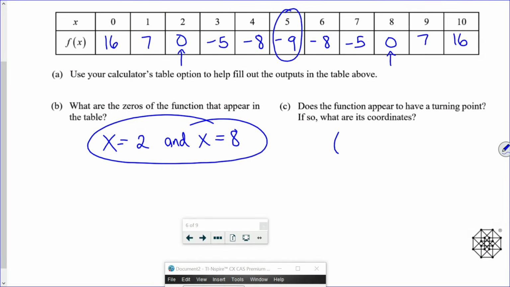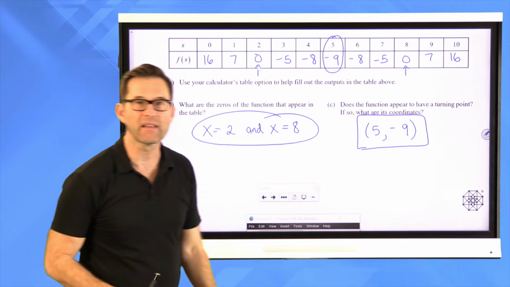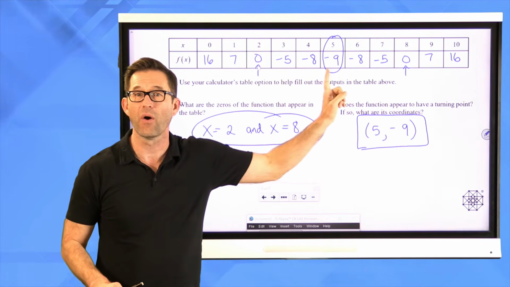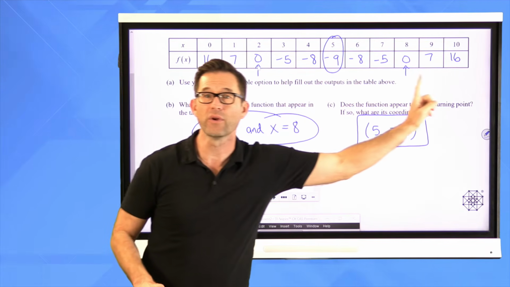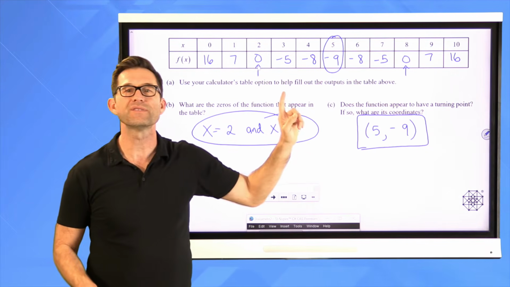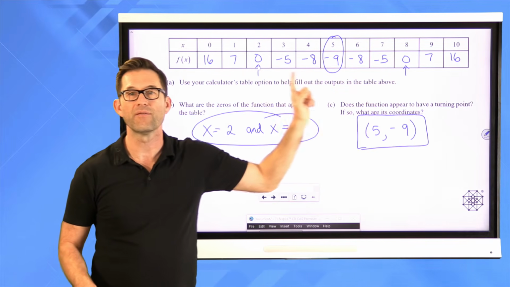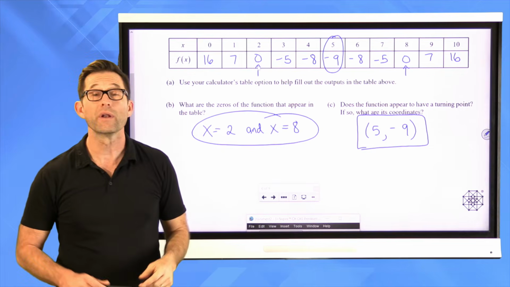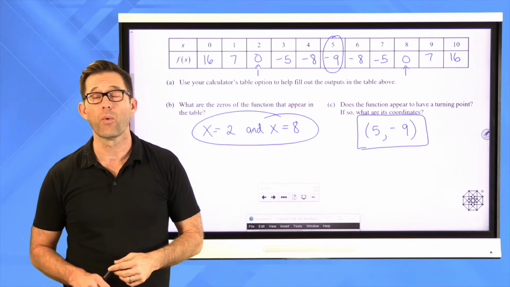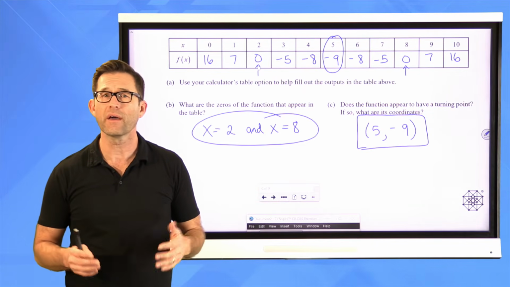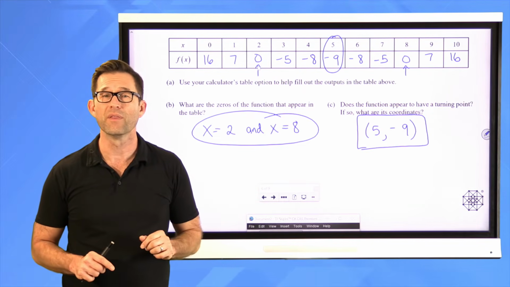Now, that doesn't guarantee that's a turning point, but there's some real good evidence in the table that that is likely a turning point, because our function was decreasing all the way to here, and then it's increasing all the way to here. And also notice that symmetry in the table: -8, -8, -5, -5, etc. We're going to be exploring that a lot more when we look at quadratic functions in depth in a few more units. But for right now, hopefully you can understand in the table why that would be the location of a turning point.